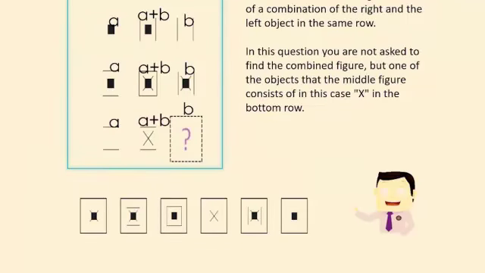In each row, the middle figure consists of a combination of the right and the left object in the same row. In this question you are not asked to find the combined figure, but one of the objects that the middle figure consists of, in this case X in the bottom row.